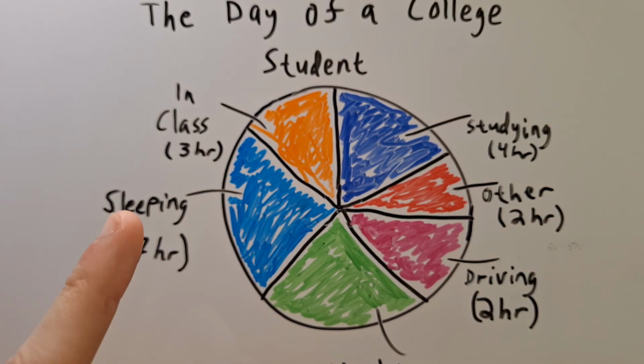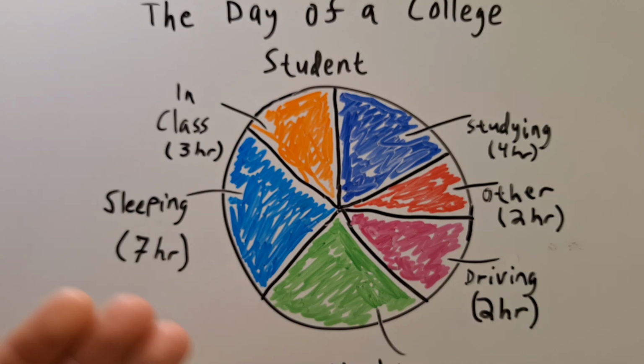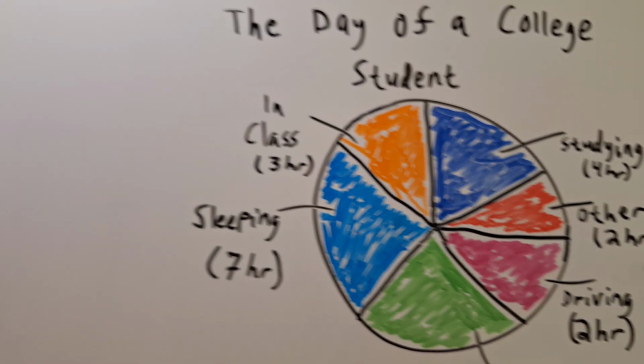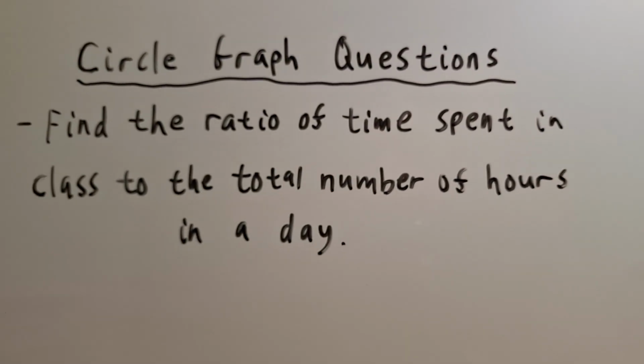So the circle graph here shows the amount of time spent on each activity, totaling 24 hours, and this circle graph can be used to compare the time spent on one activity to the total number of hours in the day. And a couple of questions will help us out here.